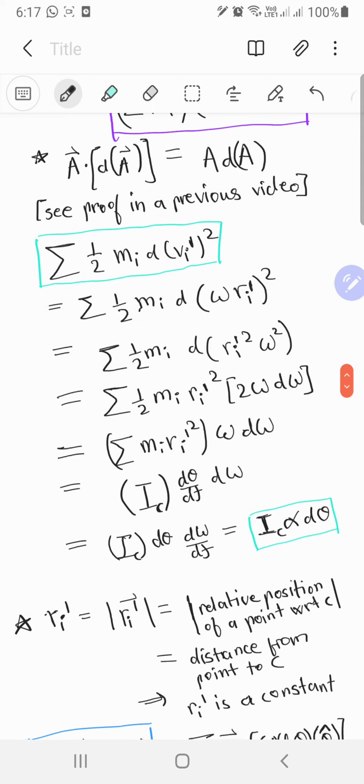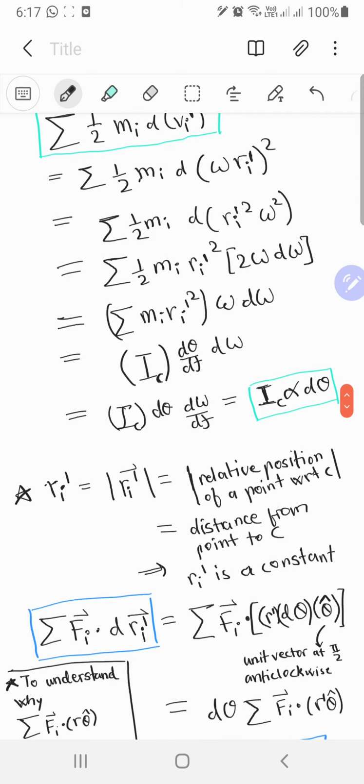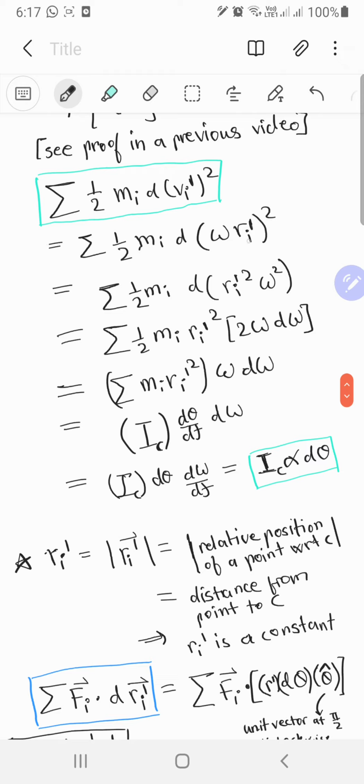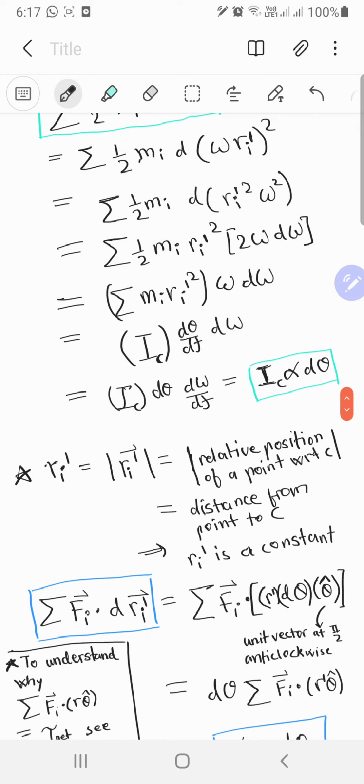Okay, then we come to this part. So this is summation of half mi dvi dash squared. Okay, and then basically this is the rotational kinetic energy, so it will be obviously correct if we present it in terms of omega, which is the angular velocity. So presenting it in terms of omega and the distance of point P from C, which is Ri bar, we can write it like this.